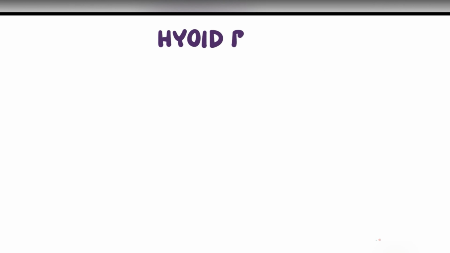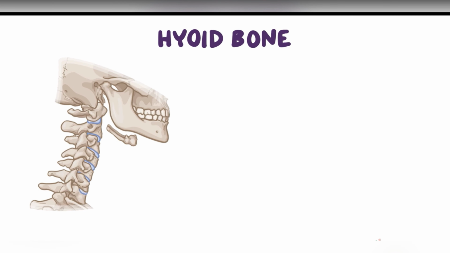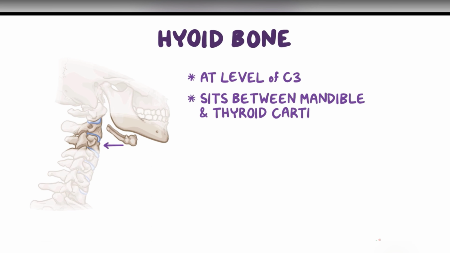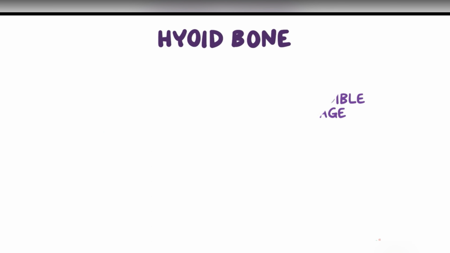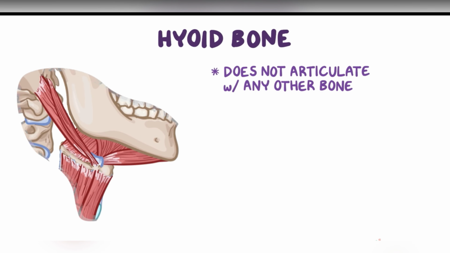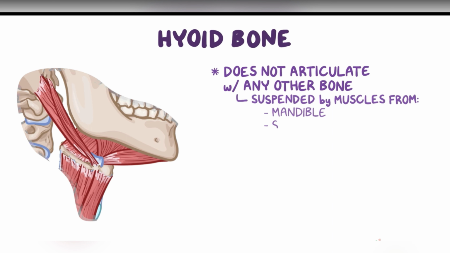Now, let's see what the hyoid bone is all about. This one is a U-shaped, mobile bone located in the anterior part of the neck at the level of C3 vertebra. Specifically, it sits in the angle between the mandible and the thyroid cartilage. Interestingly enough, the hyoid doesn't articulate with any other bone. Instead, it's suspended from muscles connecting it to multiple structures, including the mandible, styloid process, and thyroid cartilage.